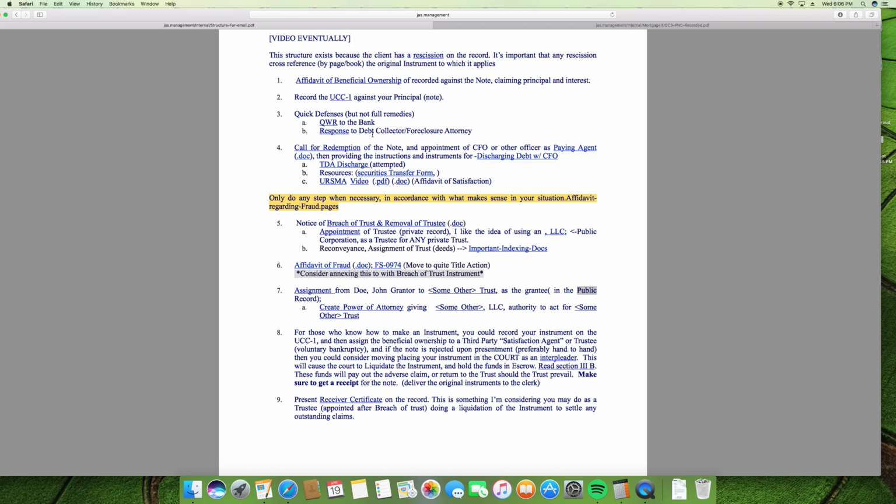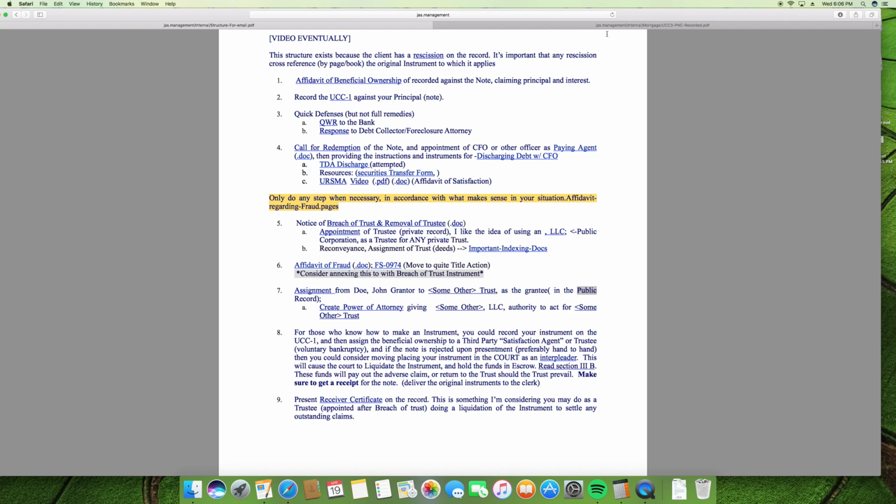But it'll just download the document on my desktop so I can edit it. So just pay attention to that. And there's a bunch of things in here. I said there's a discharge process, a discharge debt process that you could do with a CFO if you are competent enough to do that.